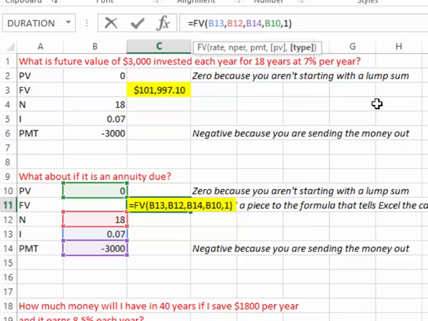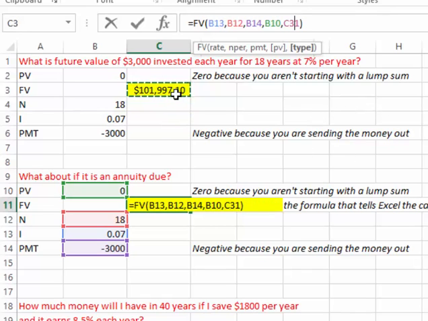And then the very last thing here, notice that it says type. And by the way, the type is set in brackets, and that is an indication that this is an optional input in Excel. You don't have to put something there. The default is a 0 or nothing, and the default is an ordinary annuity. This 1 is an indicator that says this annuity is an annuity due, and it tells Excel to change how the calculations are working. So by sticking a 1 there, we're telling Excel that this is annuity due.